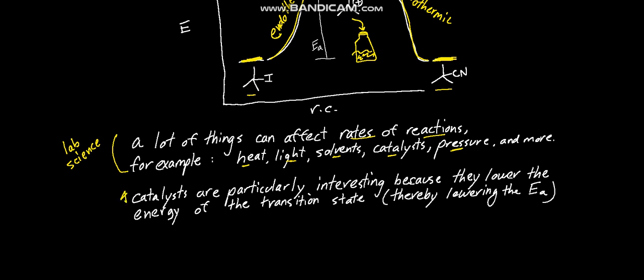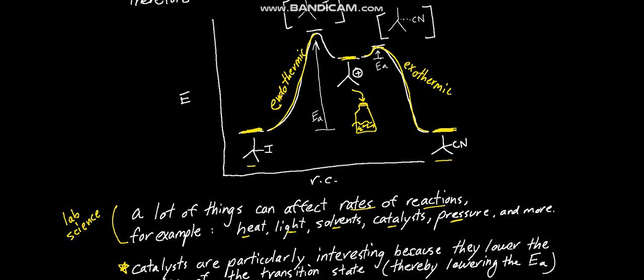So catalysts are particularly interesting, though, because they lower the energy of the transition state. And if you look at an energy diagram like this, if you could lower the energy of this transition state, for example, down to here through the use of a catalyst, you see what happens. You lower the activation energy. So catalysts tend to do that, and we might look at some of those kinds of effects later. So this is just a really brief overview to get comfortable and familiar with energy diagrams.